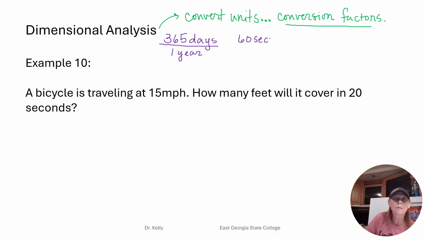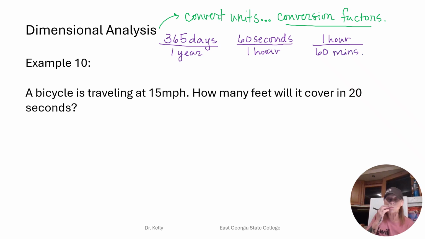60 seconds in 1 hour. Or we could say 1 hour is 60 minutes. See that we can swap this stuff around, or like we could say 1 year is 12 months. Okay, so that's why it's important that we follow the units as far as when we set up our dimensional analysis problem. So let's take a look at this question.